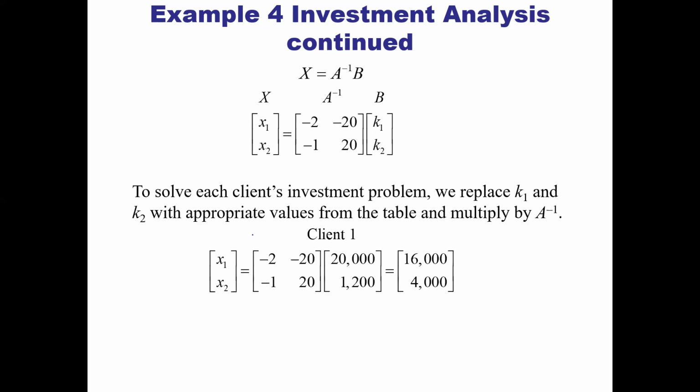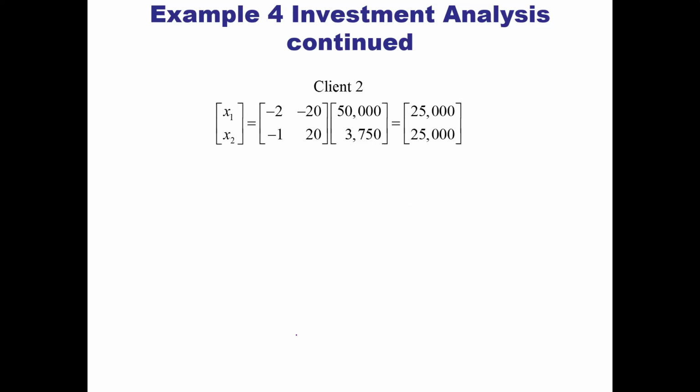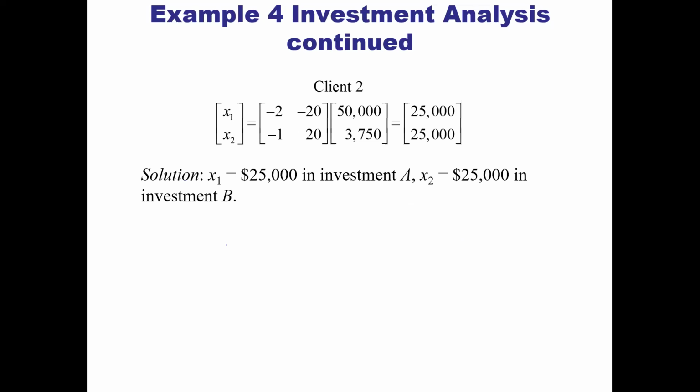With client one, they had $20,000 to invest and they want a return of $1,200. When we multiply that out, that's going to be 16,000 and 4,000. So X1 is going to be 16,000 in investment A and 4,000 in investment B to get that 1,200 return off of the 20,000. Client two, on the other hand, wanted $50,000 invested and wanted a return of 3,750. When you multiply that out, you get 25,000 in A and 25,000 in B.